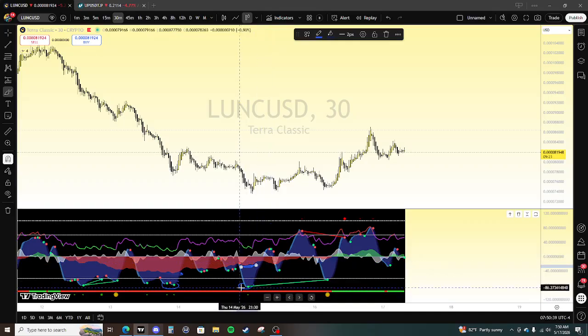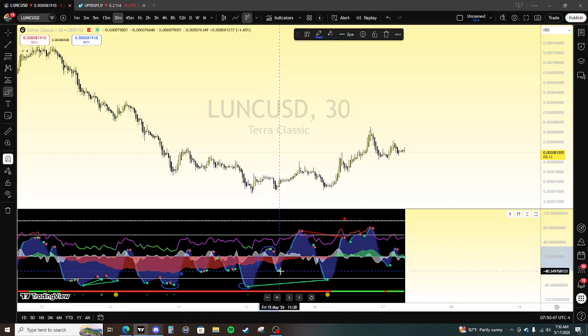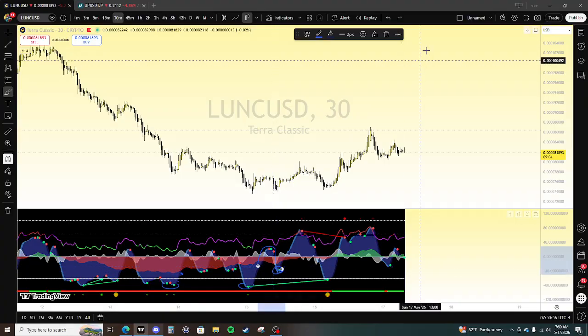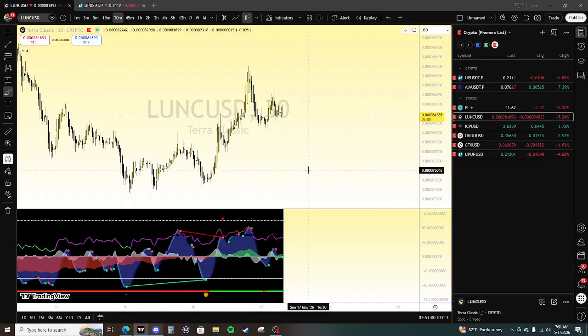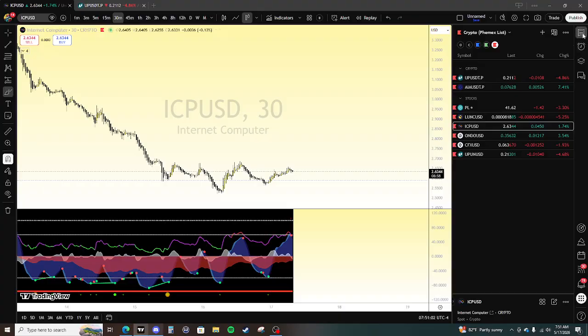Okay, so when you see this, now all you have to do is have patience. You just have to wait for the blue wave to come back down and then make a trigger wave, ideally without the money flow going into the green. So that is what I want you to get used to. So we're going to go to other examples now. That was Luna Classic. Let's take a look at ICP.